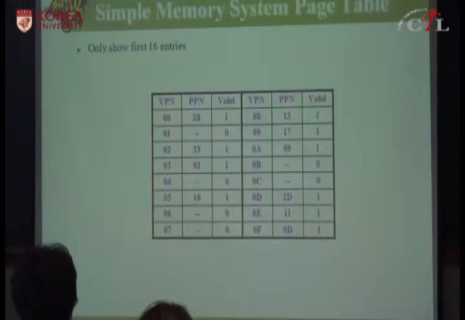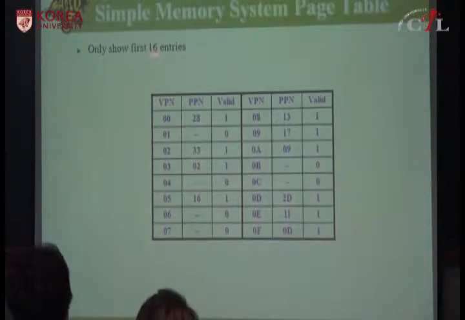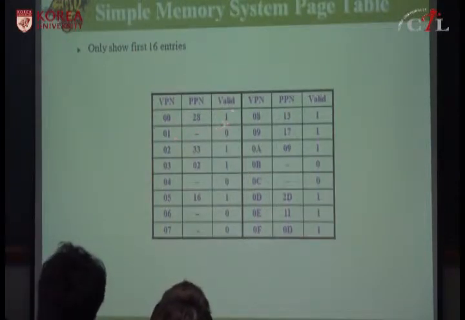Okay, let's look at this. Assume that this is page table. In the page table you have 16 entries. Some of them are valid, which has this physical page frame number. Some of them are invalid. You don't have this number because it's not in main memory. Okay? You have 16 entries.